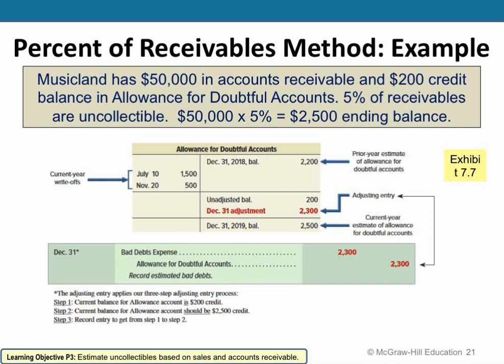And you can see the example here where we had $50,000 in accounts receivable. We only had $200 in the credit balance, and we thought 5% of those receivables would be uncollectible. So we'd multiply $50,000 by the 5% to get $2,500 for the amount we think we're not going to be able to collect on. And then we would take a $2,300 bad debt expense to move our allowance for doubtful accounts from $200 to $2,500. So it's that difference that we're taking as the bad debt expense.